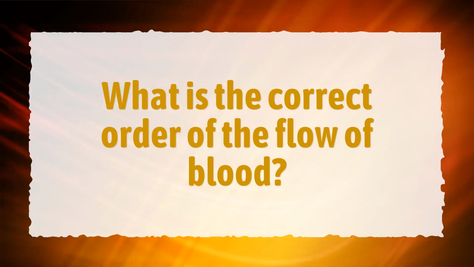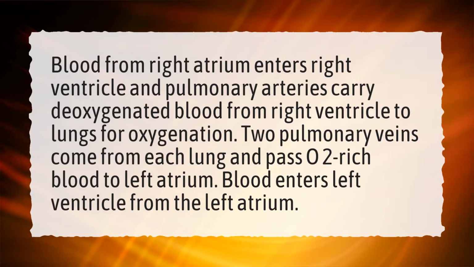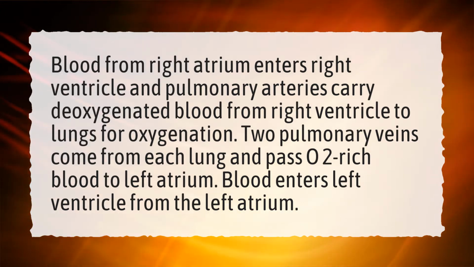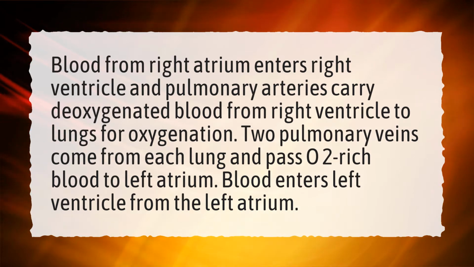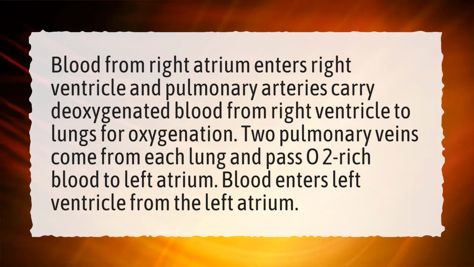What is the correct order of the flow of blood? Blood from the right atrium enters the right ventricle, and the pulmonary arteries carry deoxygenated blood from the right ventricle to the lungs for oxygenation. Two pulmonary veins come from each lung and pass O2-rich blood to the left atrium. Blood enters the left ventricle from the left atrium.